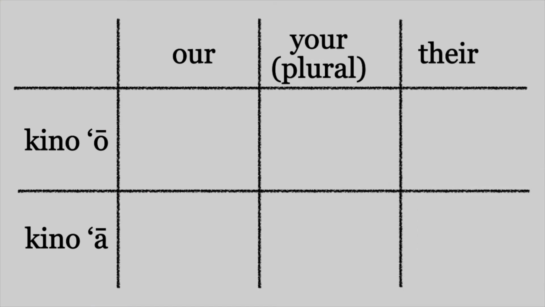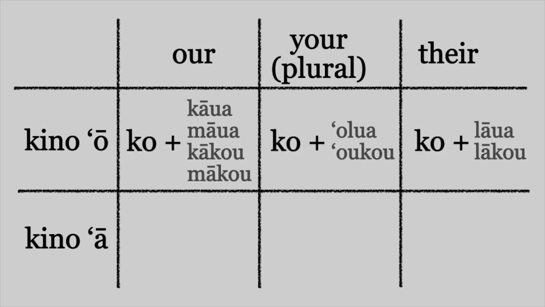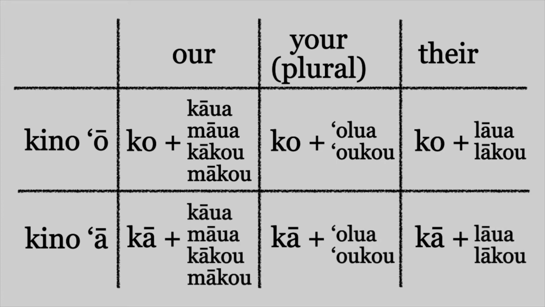The plural possessives, our, your plural, and their are even simpler. For kino o, you simply have ko plus the personal pronoun. Ko kaua, our. Ko lākou, their. And for kino a, you have kā with the kahako over the a, again, plus the personal pronoun. You two, your, kā olua.